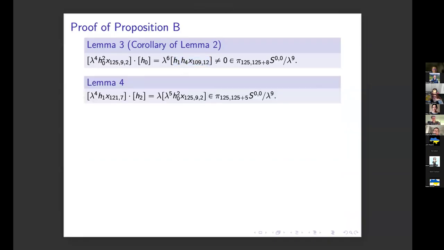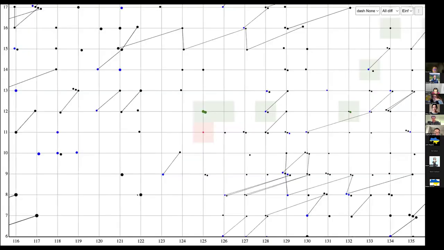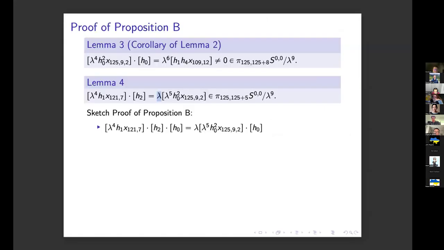And finally, I establish a new extension, as I mentioned earlier, to this dot and draw a contradiction. So here's a sketch proof of proposition B. This dot h1 x 121, 7, which is this dot. So assuming all the four lemmas I mentioned are true, when I multiply by h2, it becomes this dot. Further multiplication by h0, it becomes this dot.